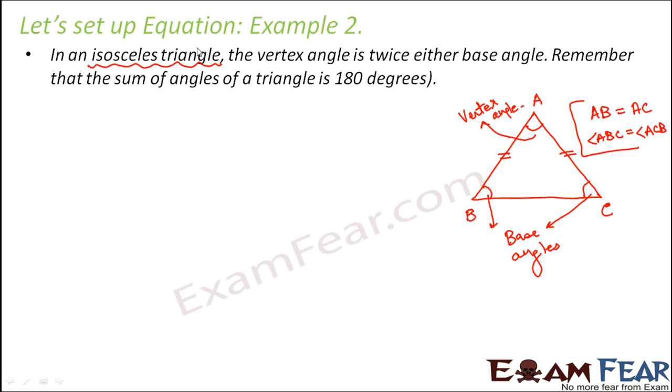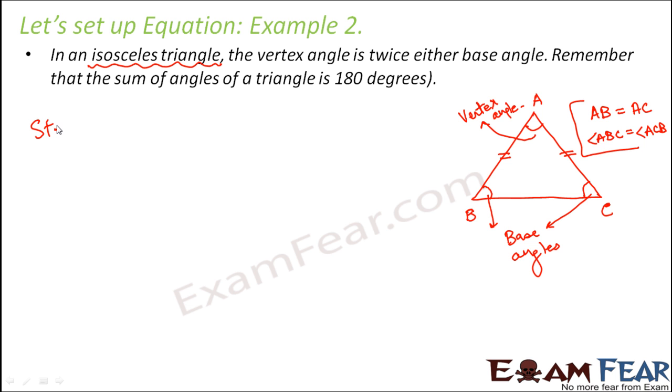Now what is there in the question? What is that angle which we do not know? So in this case, we do not know the base angle. We also do not know the vertex angle. We do not know any of them. So what do we do? Now when we look at the criteria, or the relationship, we see that it says that the vertex angle is twice either base angle. Now both the base angles are going to be the same.